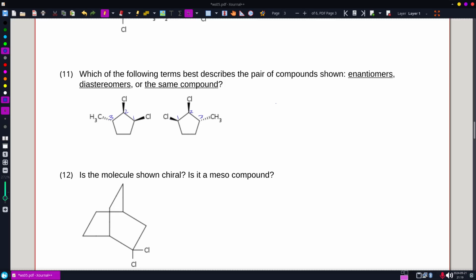So both of these are 1, 2, or, oh gosh, that's 1,2-dichloro-3-methylcyclopentane. Alright, so they are at least stereoisomers because they have everything the same. So what I'm going to do is figure out each one of those locations one at a time.